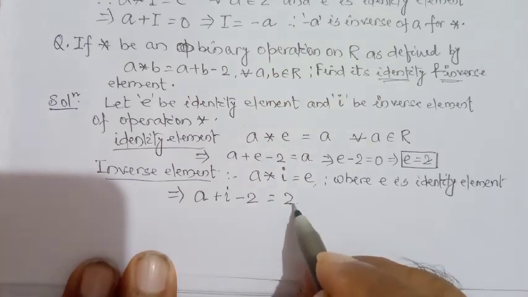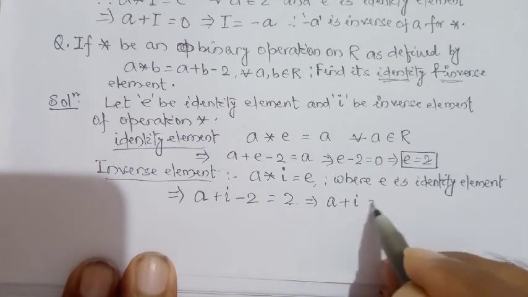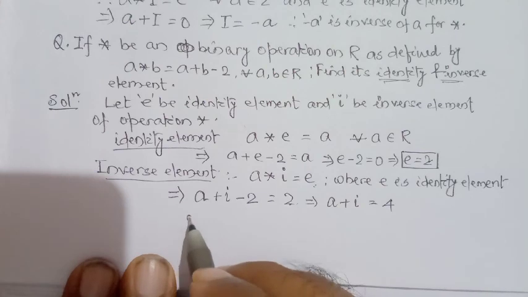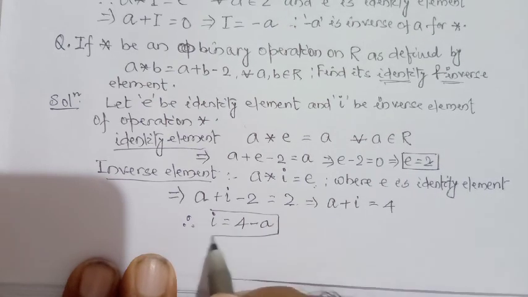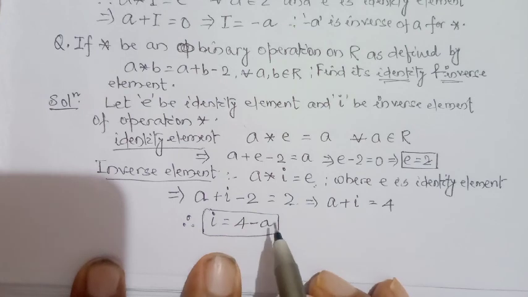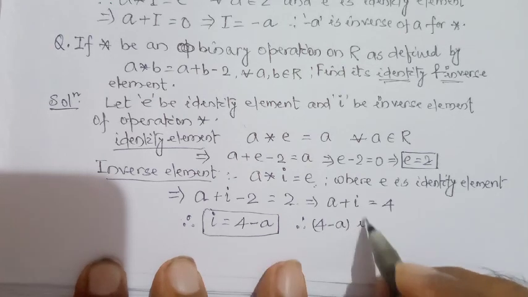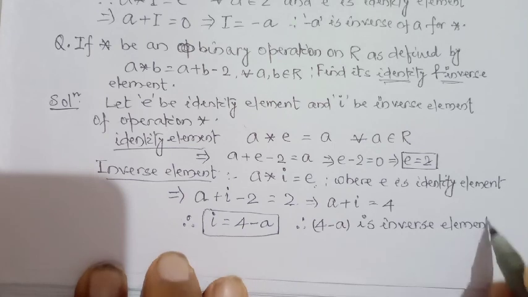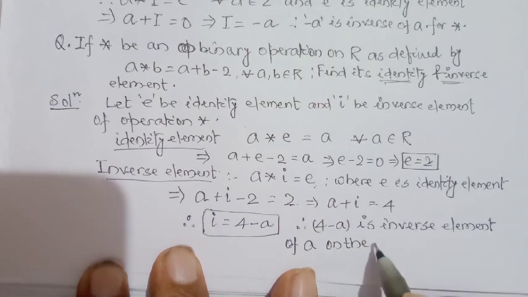Now calculate the value of I. So we may write it as A plus I should equal 2 plus 2, that is 4, and hence I is equal to 4 minus A. Therefore 4 minus A is the inverse element of A on the binary operation star.